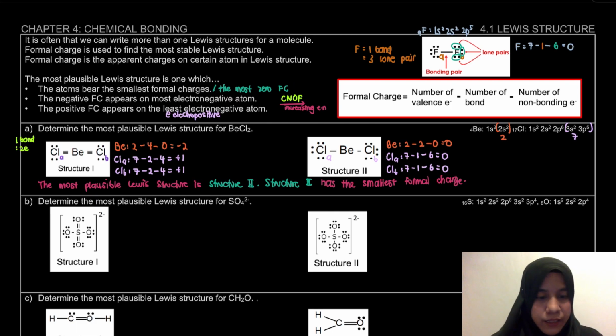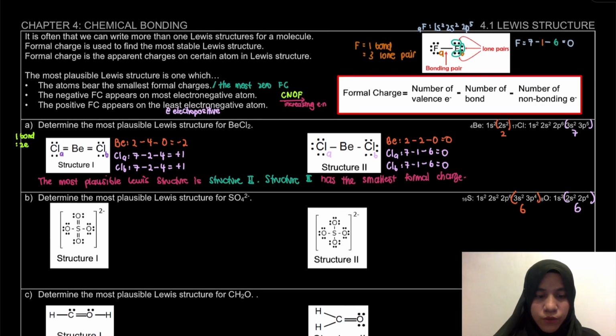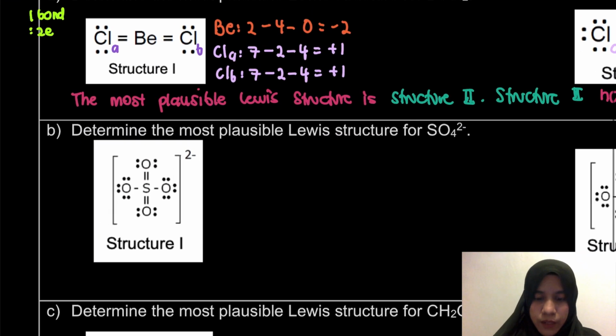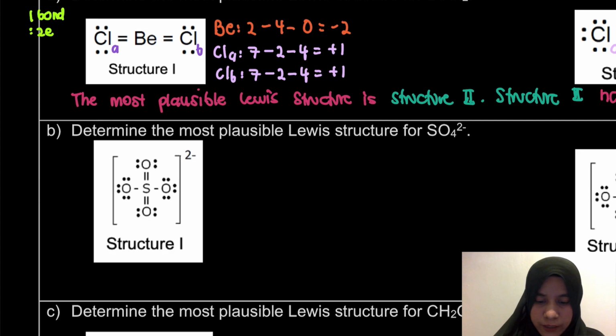Example B. Determine the most plausible Lewis structure for SO4 2 minus. Okay, so dalam case ni for our sulfur is actually valence electron dia 6. Lepas tu for our oxygen the valence electron is 6 juga. Okay, so let's do the calculation. Okay, so the first one is our sulfur.